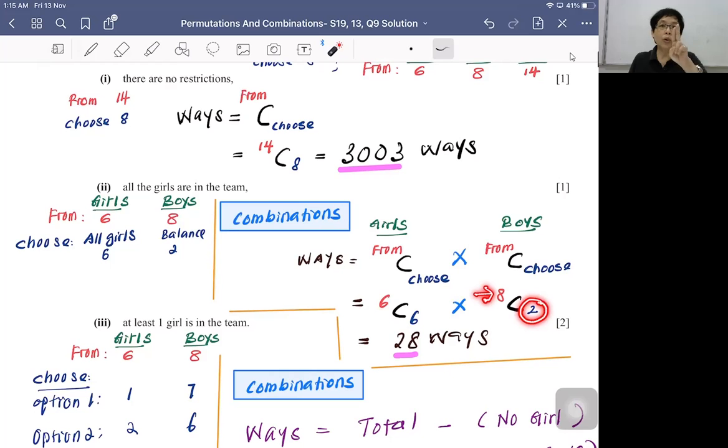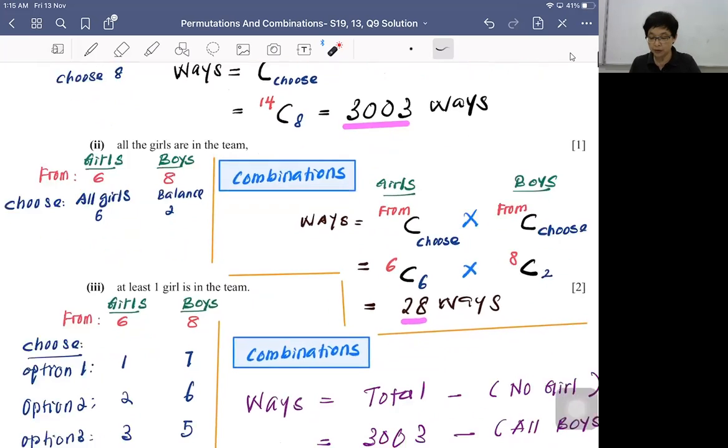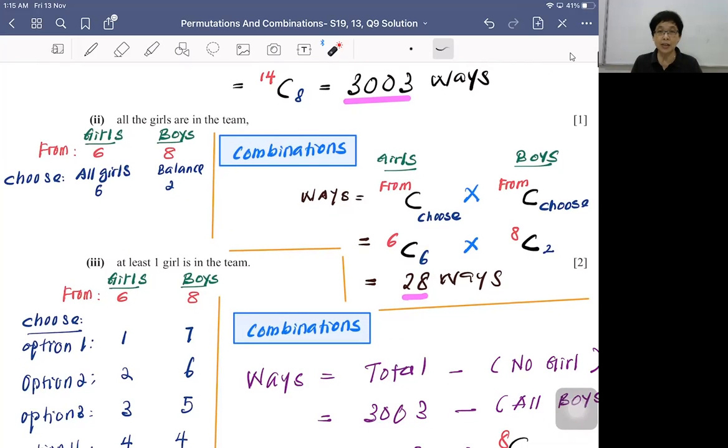Out of the 8, only 2 of them will be competing for the 2 balanced vacancies. And that's how we get 6C6 from the girls section and 8C2 from the boy section. By putting them together and keying into your calculator, once again you note that you don't have much choice, but you only have 28 ways if you are limited by the condition that all girls must be in the team.